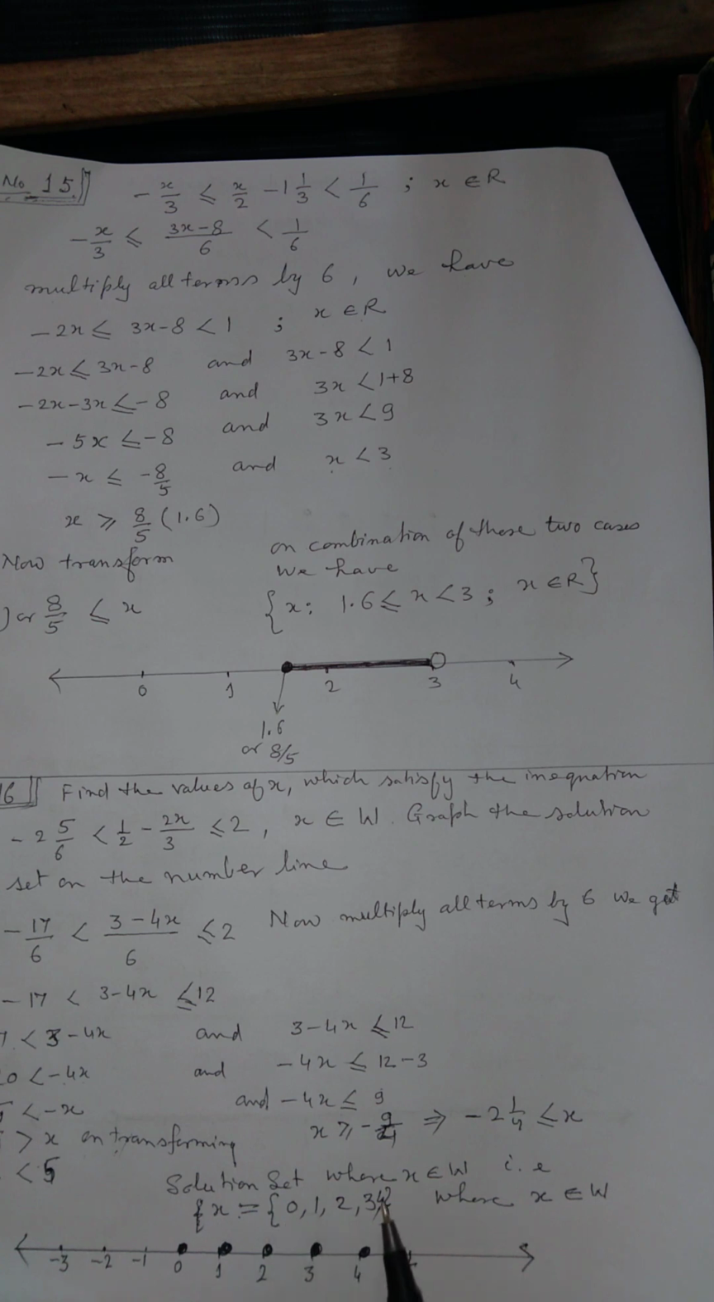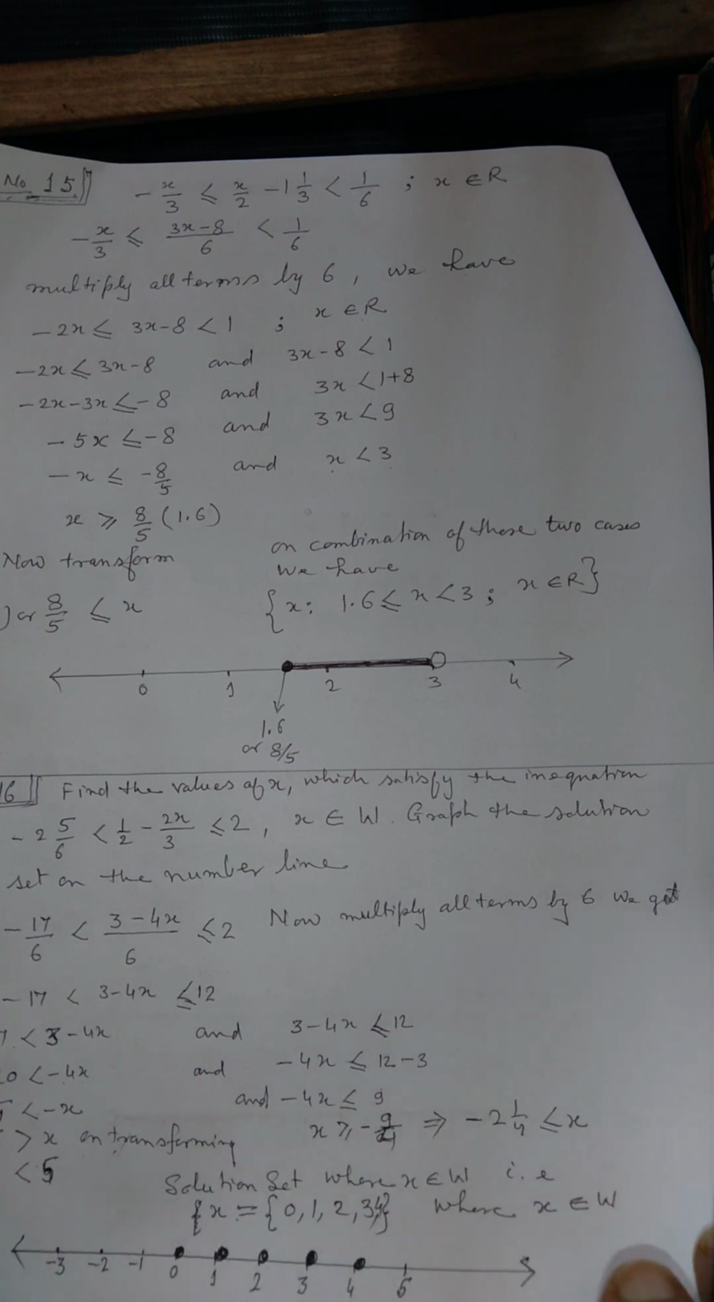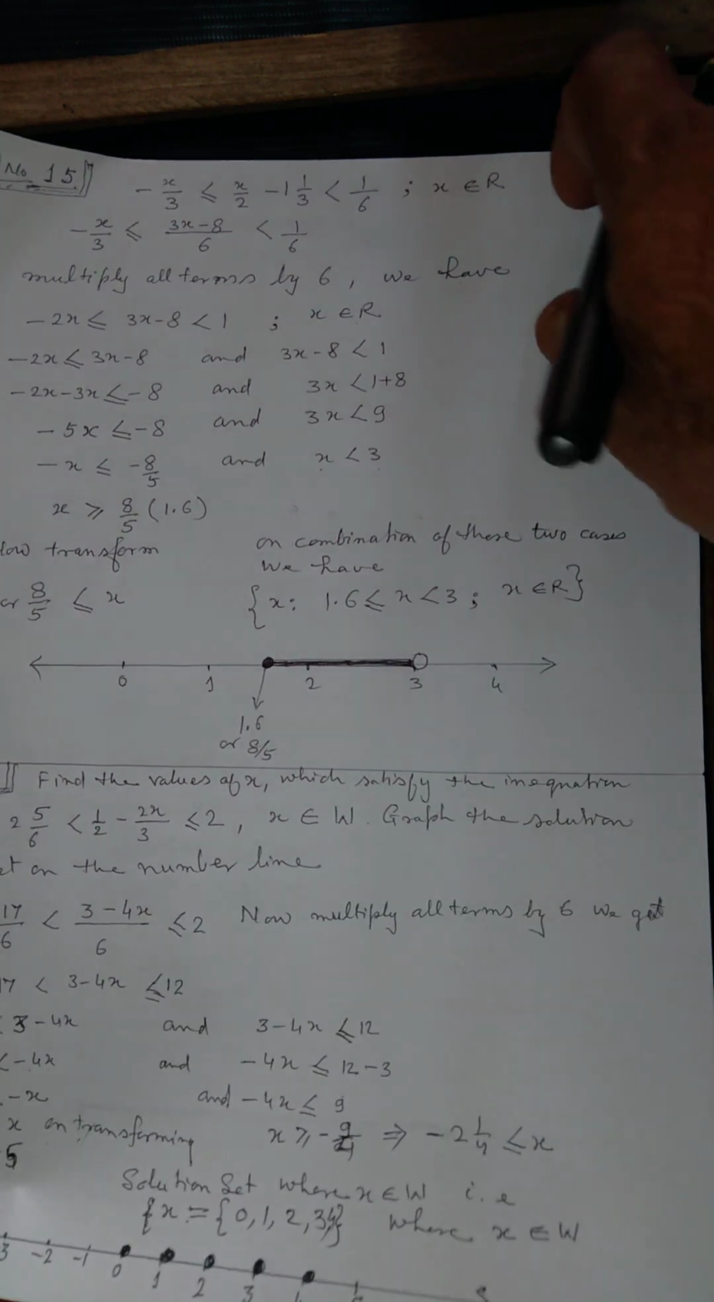The solution set where x belongs to whole number, the x will be 0, 1, 2, 3 and 4, where x belongs to whole number. Now on the number line graph, 0 is also a whole number, 1, 2, 3, 4. These points have been darkened or highlighted. So these are the solution of the question number 16. Now proceed to the question number 17.